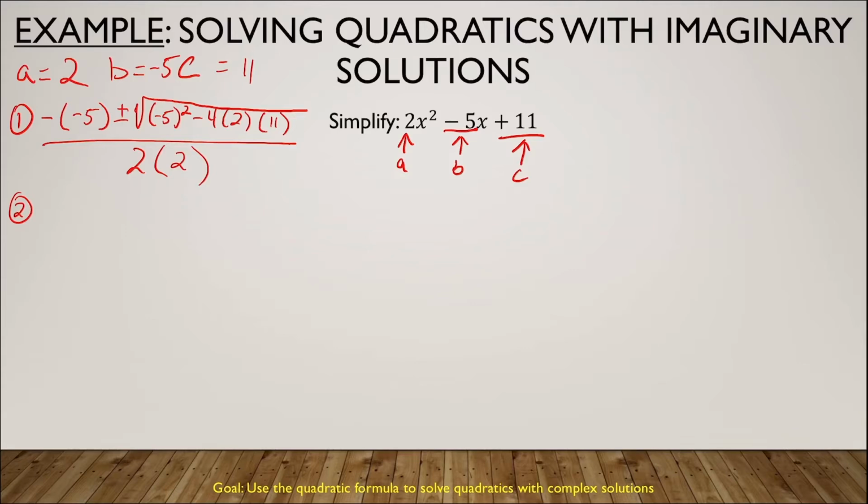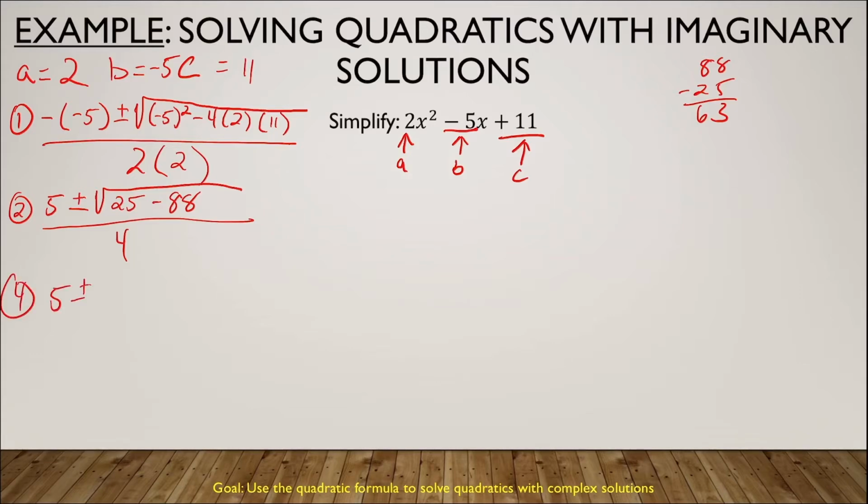A negative 5 gives me a positive 5, plus or minus the square root of negative 5 squared, 25. Negative 4 times 2 is negative 8. Negative 8 times 11 gives me a negative 88, all over 4. We need to figure out what 25 minus 88 is. So I get 5 plus or minus the square root of negative 63, all divided by 4.